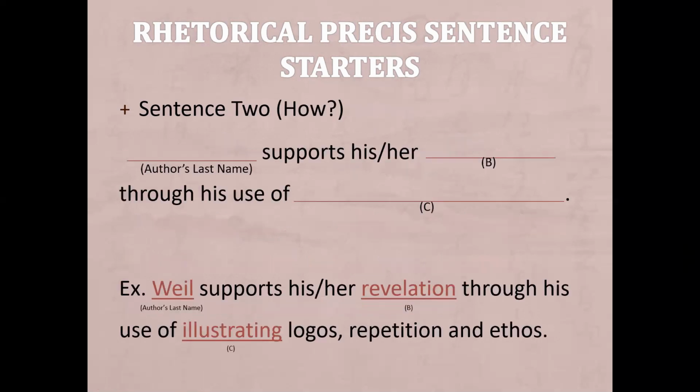And sentence number 2 is where we explain the how. We will have the author's last name, which supports his or her blank through his use of blank. Now remember, where it says the B and C, that is where you can plug in words from the word bank if you need help. At the bottom, we have an example. Will supports his or her revelation through his use of illustrating logos, repetition, and ethos. Again, you may use the first sentence starter to begin your own.